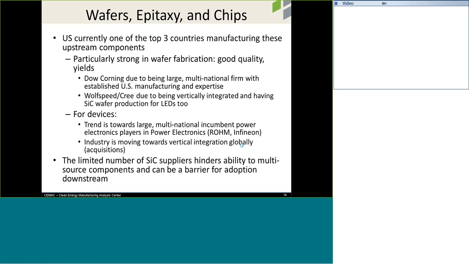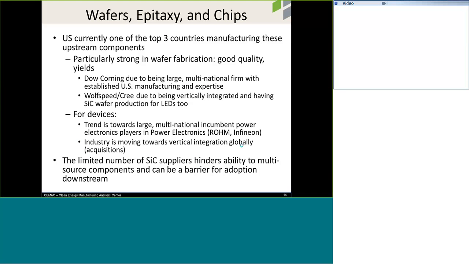Again, U.S. is one of the top 3 countries, particularly strong in the wafer fabrication. One of the reasons for this is we're very good at delivering top quality wafers, which is something that from our industry interviews we were told is particularly important. Dow Corning, due to being a multinational large firm with established U.S. manufacturing, and Wolfspeed Cree both help put us in this position. Wolfspeed is benefiting from being vertically integrated, and they actually use silicon carbide for their production of their LEDs, so they had a particular amount of experience in this area.